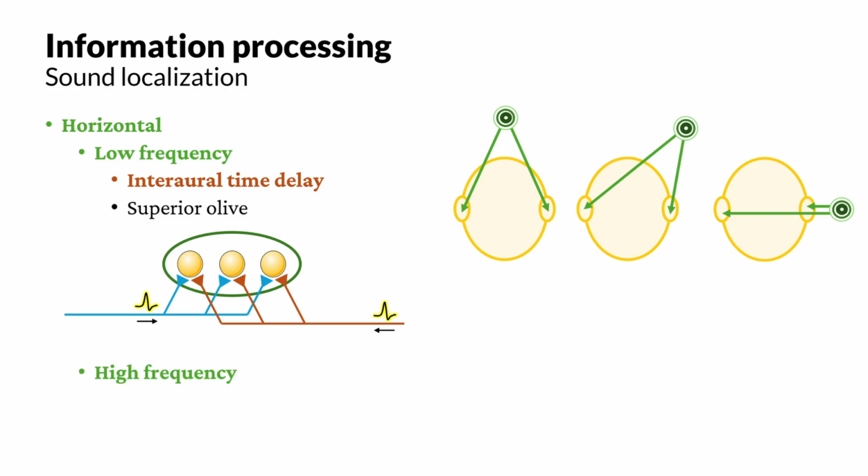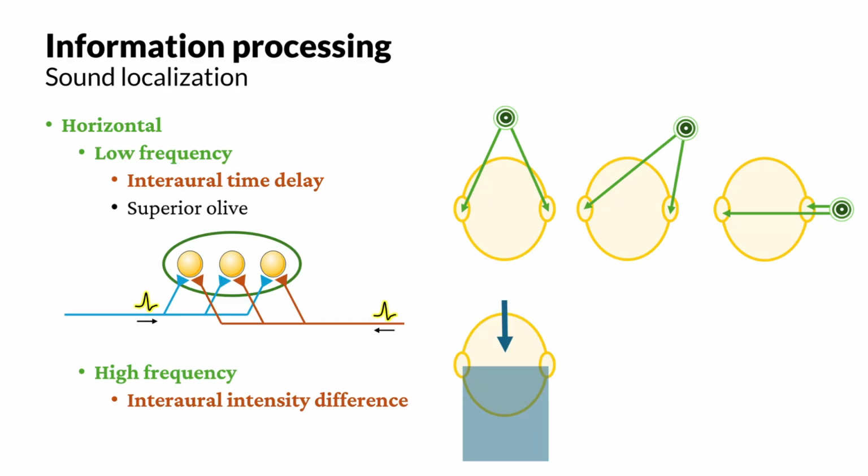At higher frequency, however, we meet a difficulty in interaural time delay. Since the frequency is not phase locked now, we cannot calculate the interaural time delay very accurately. In this case, we can use the interaural intensity difference. What's that? Well, if a sound comes to us, then our head will block part of the sound, which means that the sound is attenuated in a shadow region of the head.